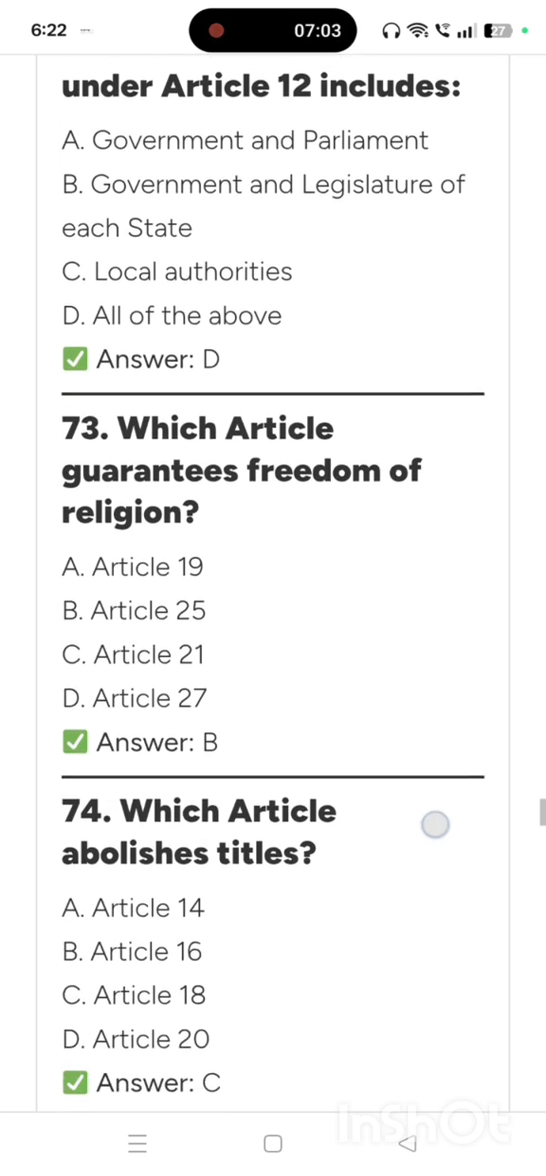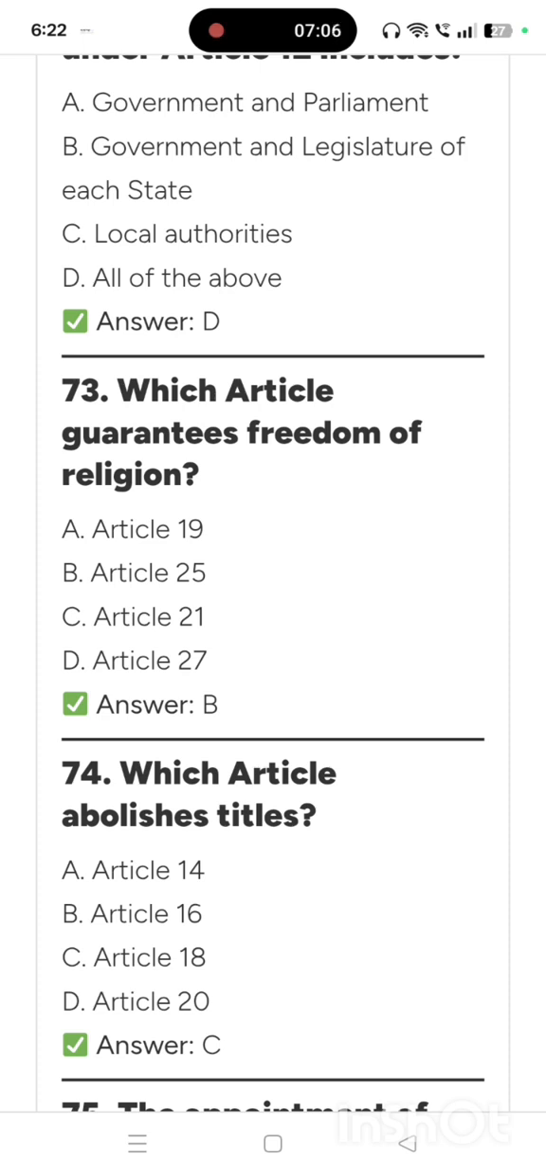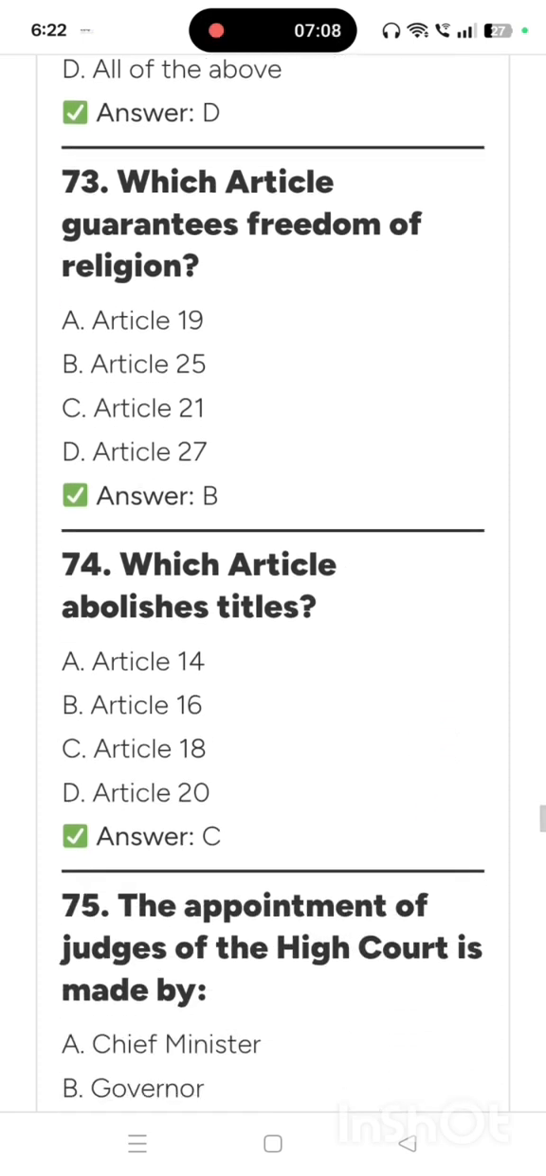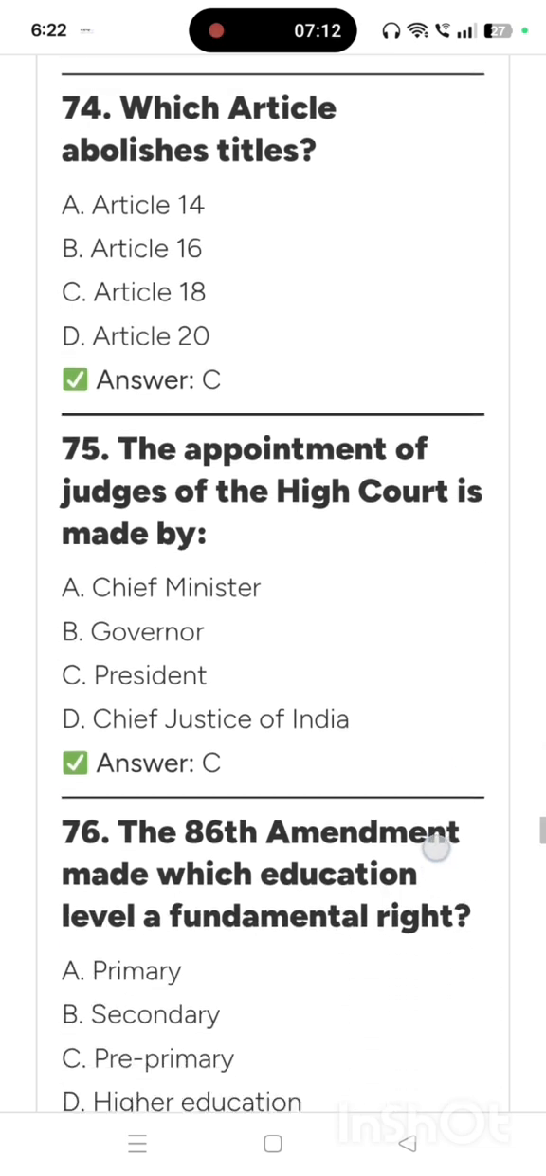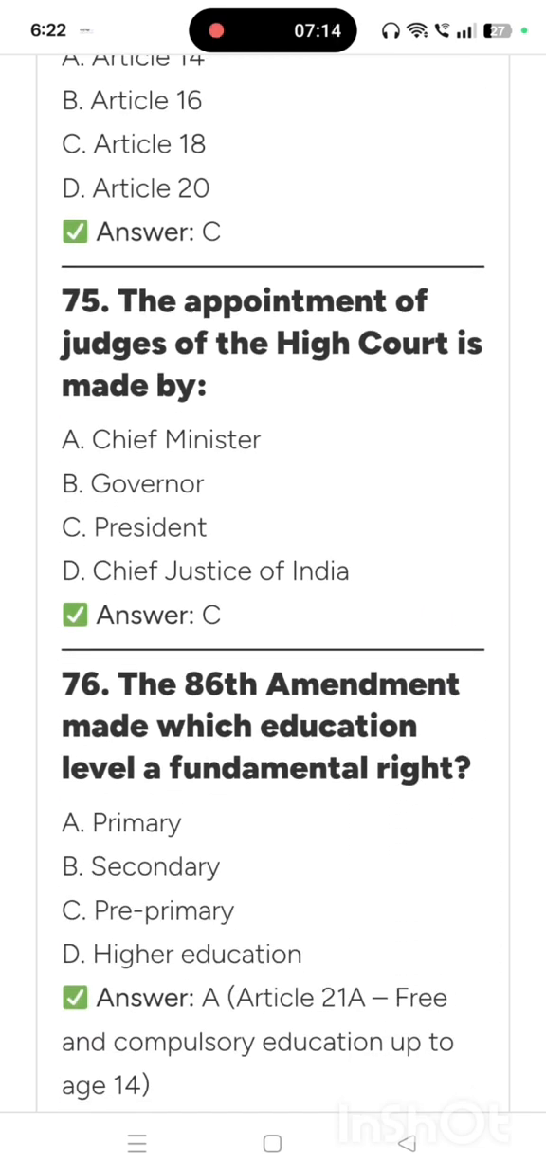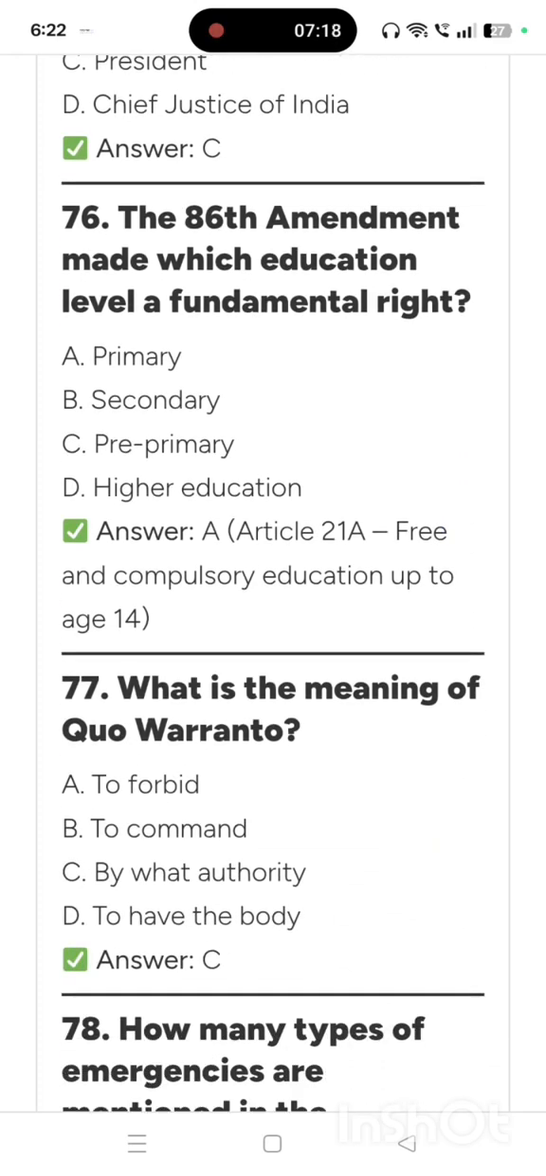all of the above. Which article guarantees freedom of religion? Article 25. Which article abolishes titles? Article 18. The appointment of judges of the High Court is made by the President. The 86th Amendment made which education level a fundamental right? That is primary education under Article 21A.